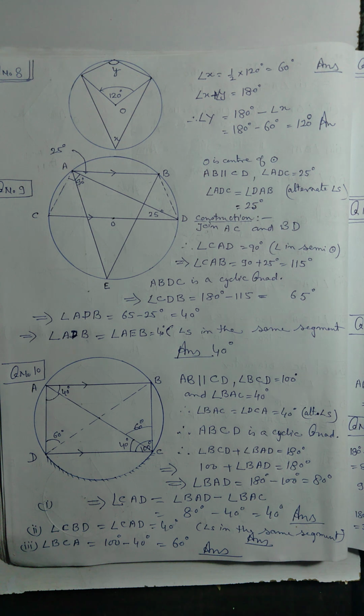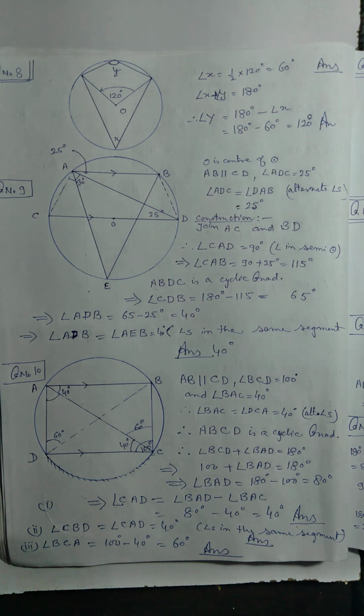In the figure, AB is parallel to CD and O is the center of the circle. If ADC is 25 degree, find AEB. Give reason in support of your answer.